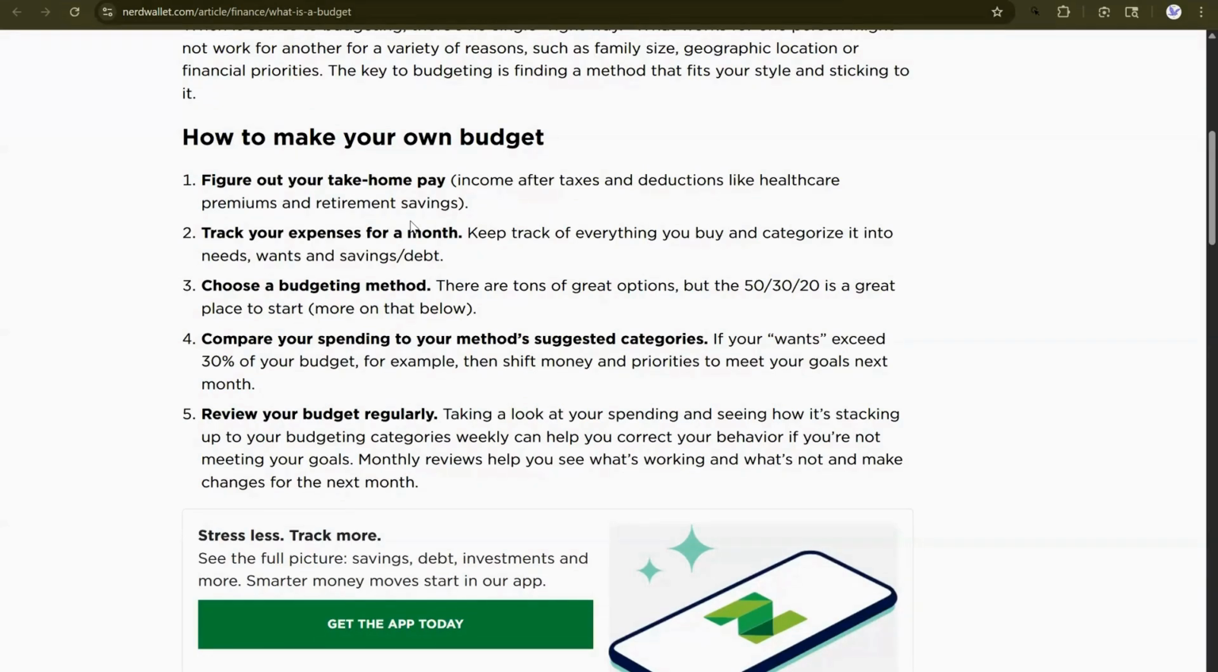50, 30, 20. Has anybody ever heard of that before? Okay. Yes, needs, wants, it's like budgeting, savings budgets.